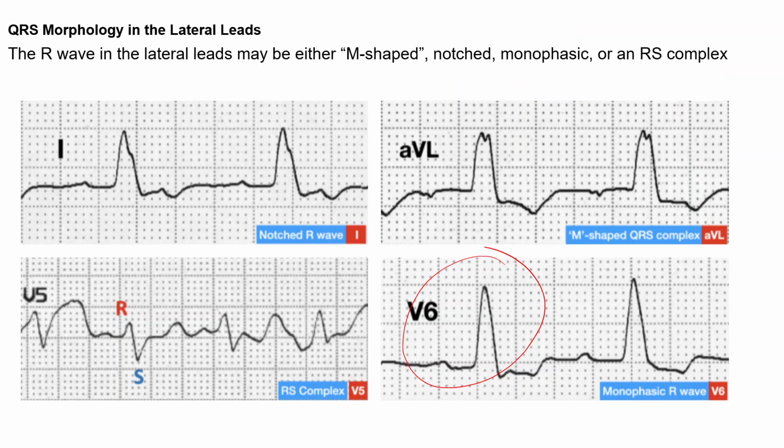I have described it in the context of V6, but remember this is applicable to all the lateral leads. We know in the precordial leads it is V5 and V6 which are the lateral leads, and in the limb and augmented limb leads, it is lead 1 and aVL which represent the lateral leads. So these findings, the M pattern or the predominant positive QRS complex with wide QRS, you will get in all the lateral leads: 1, aVL, V5 and V6.